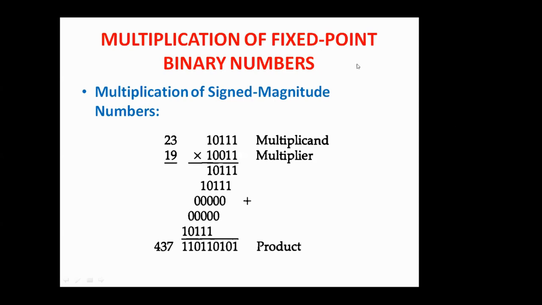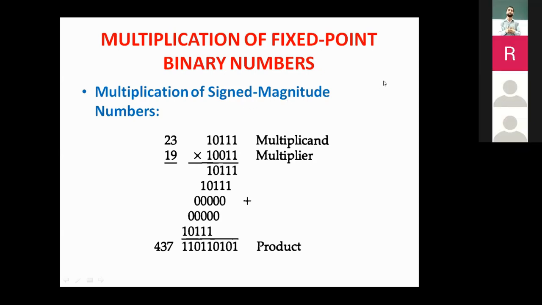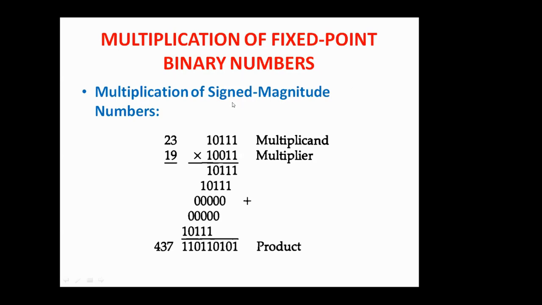Let us see how two fixed point binary numbers can be multiplied. A computer can multiply two fixed point binary numbers in various ways. If the numbers are in signed magnitude form, that is, there is a bit for sign and the remaining bits are for magnitude, then we follow a particular method.